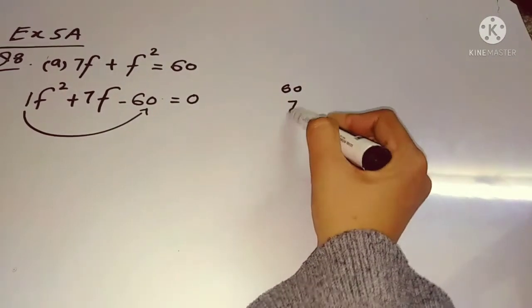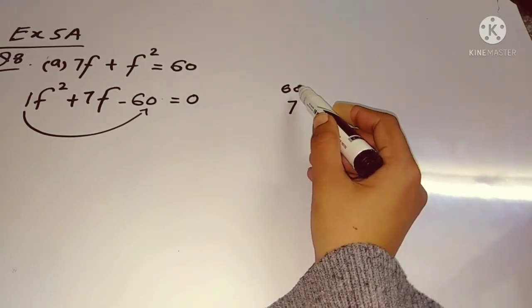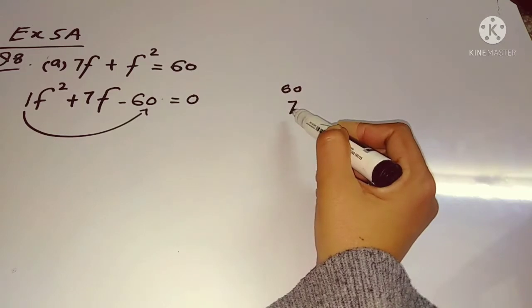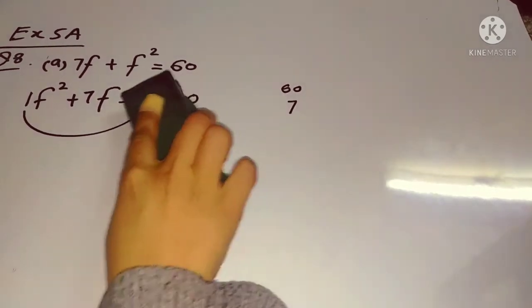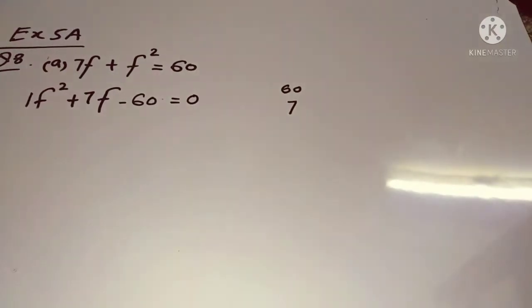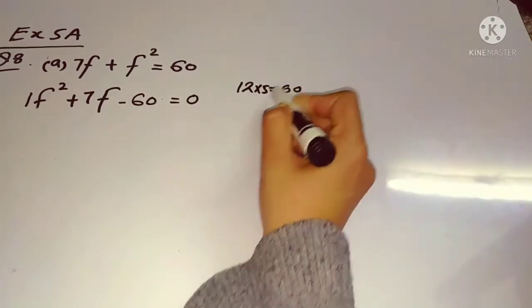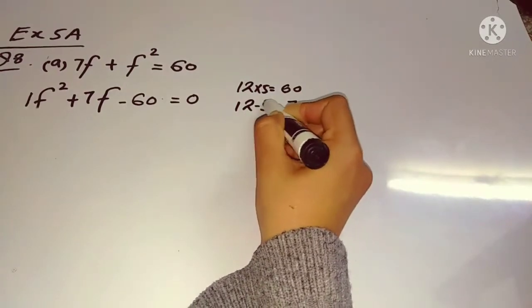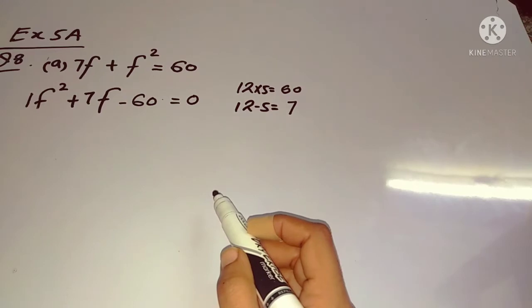Now write down the midterm, which is 7. You have to decide two factors that when you multiply them, you get 60, and when you add or subtract them, you get 7. So what are those two factors? 12 fives are 60, and when you subtract 5 from 12, you get 7. So those two factors are 12 and 5.